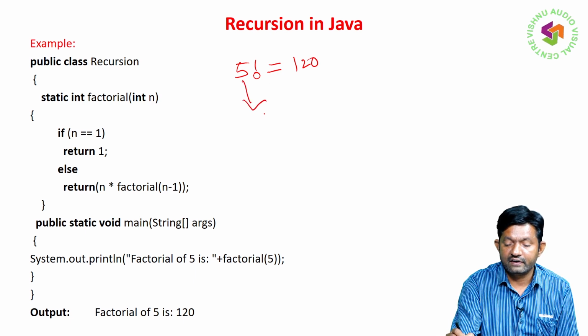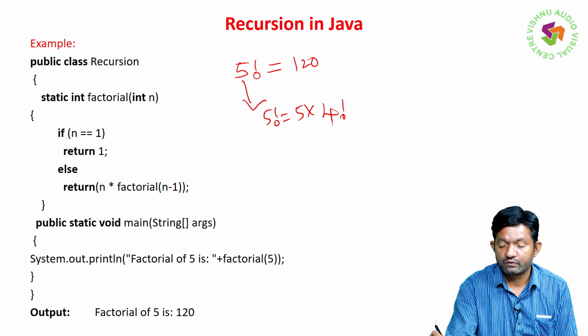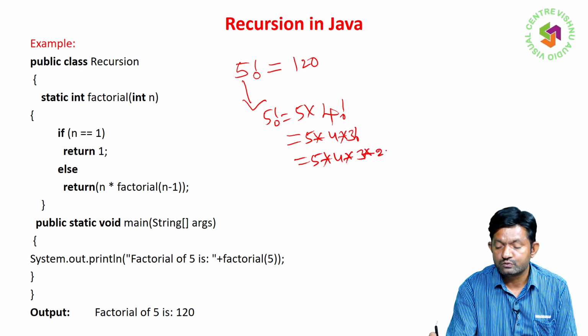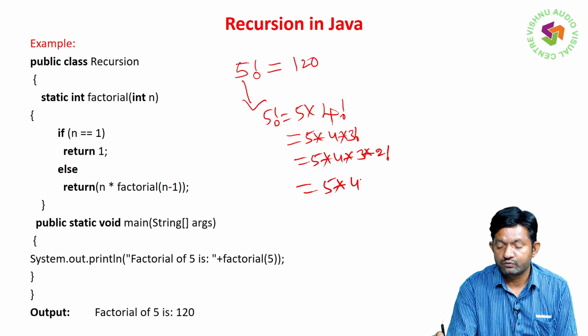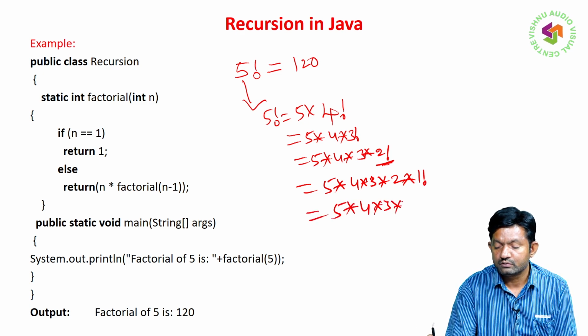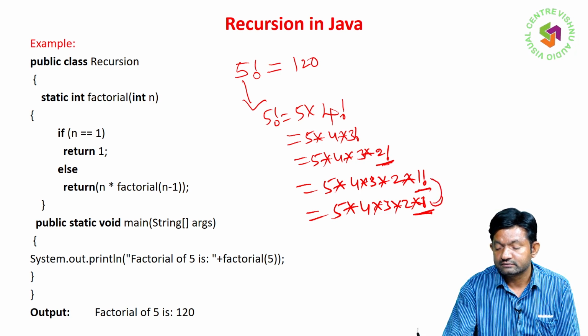But I will write 5 factorial is equal to 5 into 4 factorial. That is equal to 5 into 4 into 3 factorial, which is 5 into 4 into 3 into 2 factorial. I will write 2 into 1 factorial. 5 into 4 into 3 into 2 into 1 factorial, where 1 factorial is 1. That is the method calling itself.